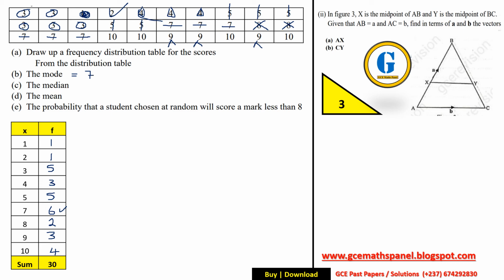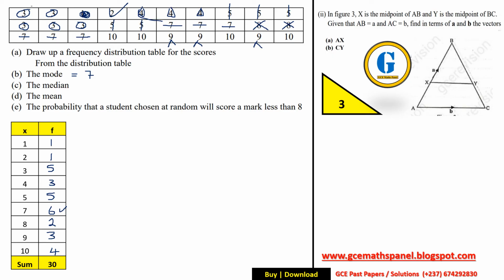Now the median. Since there are 30 scores, we may have to arrange them from the smallest to the biggest to get the median. And since there are 30, you have 15 on the left, 15 on the right, the median should be the average of the 15th position and the 16th position. So let's use the frequency until we get to 15 and 16.